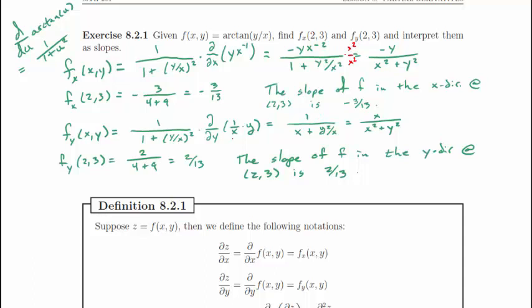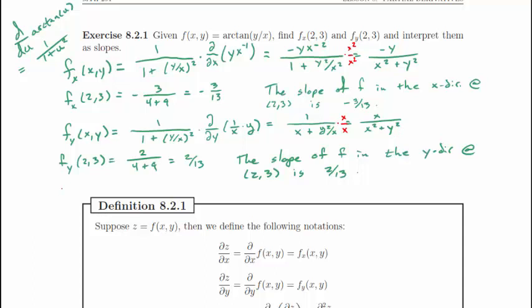So I take that and I push that x across the bottom. So this equals 1 over x plus y squared over x. I then multiply top and bottom by x and get equals x over x squared plus y squared.